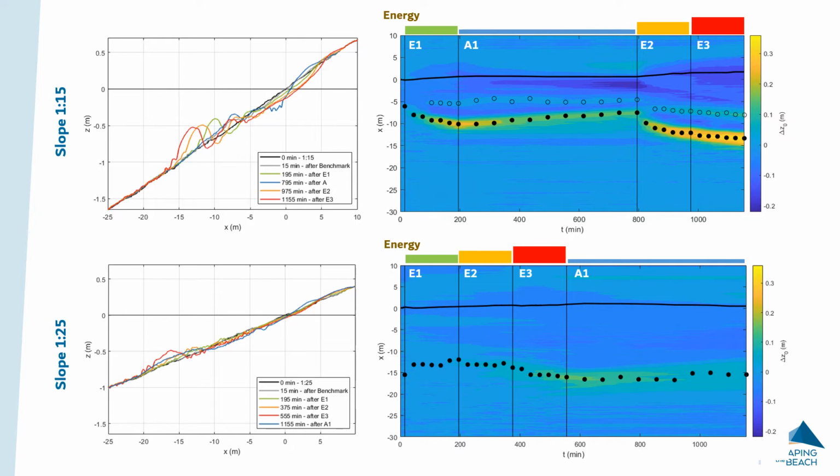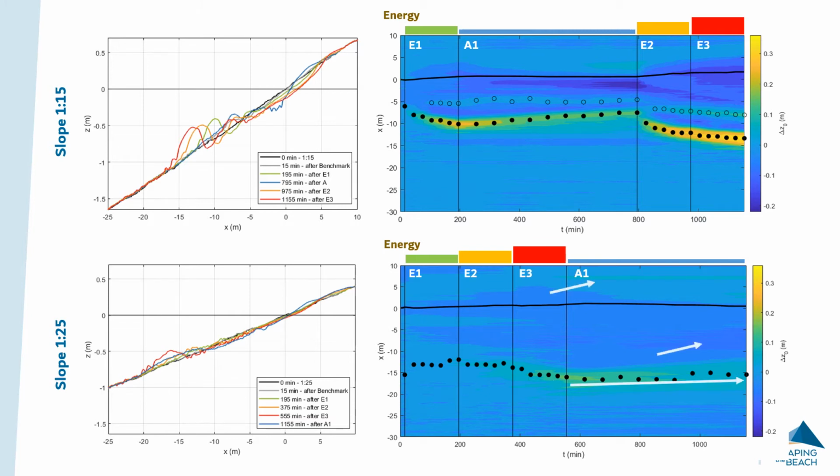Also, as opposed to the 1 in 15 case, in 1 in 25 the main bar developed at a much slower rate, only being visible by the end of the most energetic wave, at a more offshore location, around 6 meters further offshore than in the steeper slope. Also, no secondary bar was generated in 1 in 25. We can also see that the amount of small perturbations in the bed is higher in the gentler slope due to the waves breaking along a wider area.